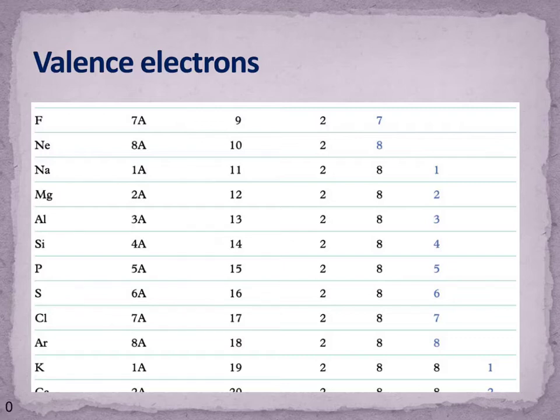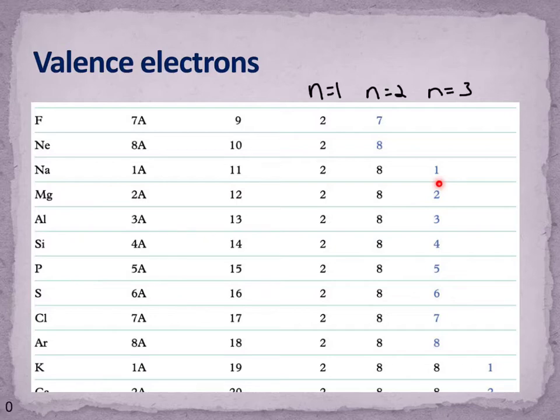So when I look at fluorine, for example, I see that it has 2 electrons in the n equals 1 level, and 7 in the n equals 2, and then going up to the n equals 3. So for fluorine, its valence electrons are those 7 electrons. Neon has 8 valence electrons. When I go on up to sodium, now I've got electrons in the n equals 3 level, and so those are my valence electrons. And what I see is that the electrons in the highest n value are those valence electrons, and those are the ones that are going to be involved in bonding.